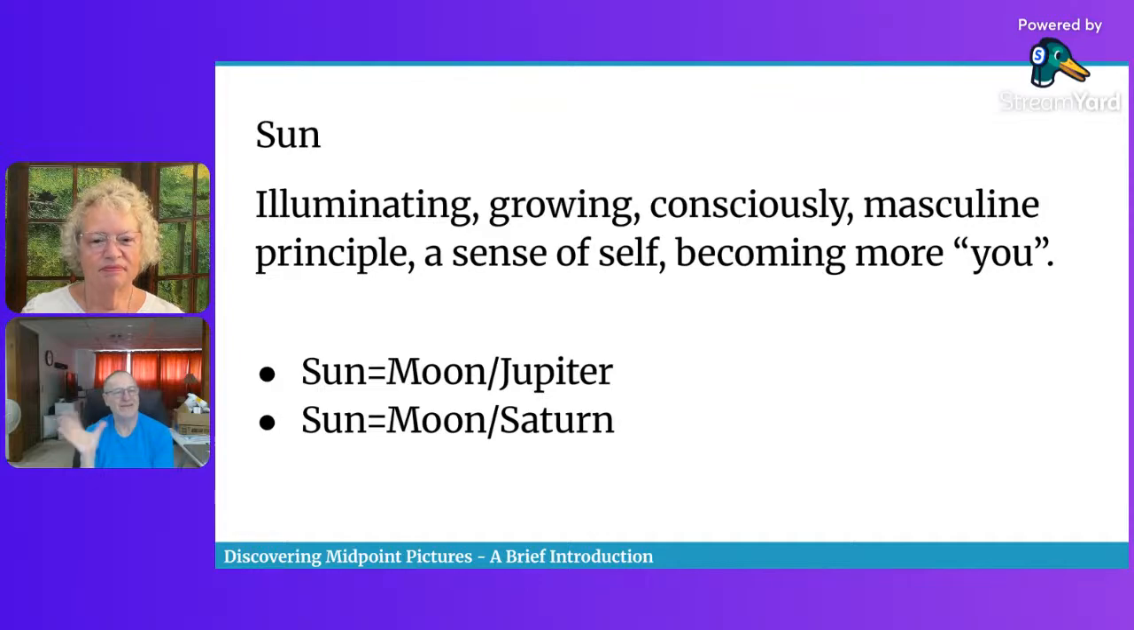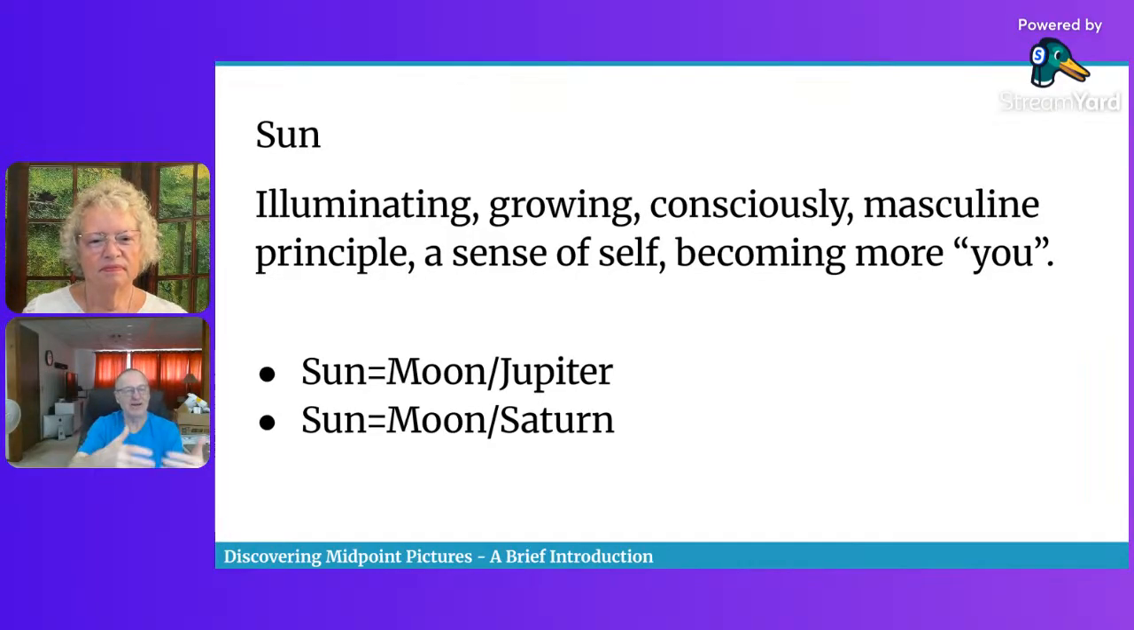Jupiter wants to what? Expand everything it touches. Here it's touching on a core emotional situation. Here it's touching on your core being. So now we're taking this optimistic, emotional stability experience that wants to grow, and the sun's going to use this in order to become more of what it wants to be. Okay. So when you say sun equals moon Jupiter, you feel it that way.